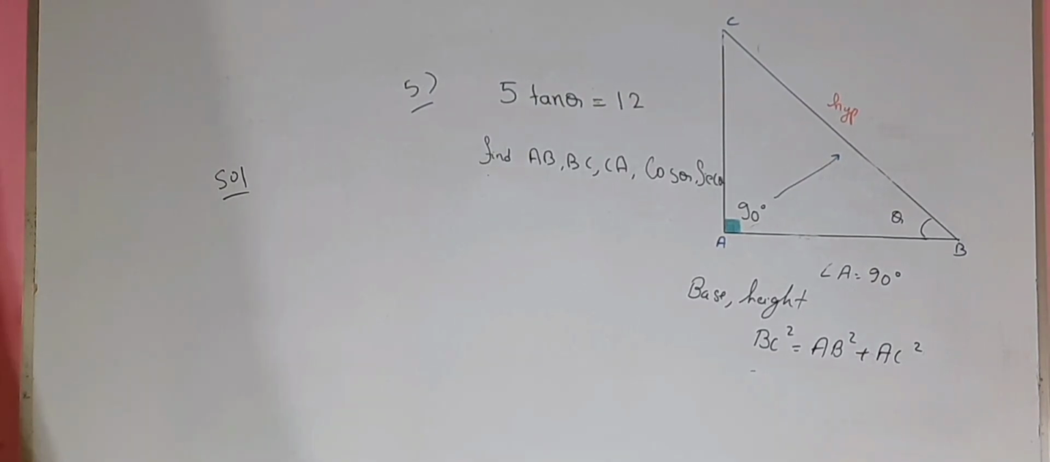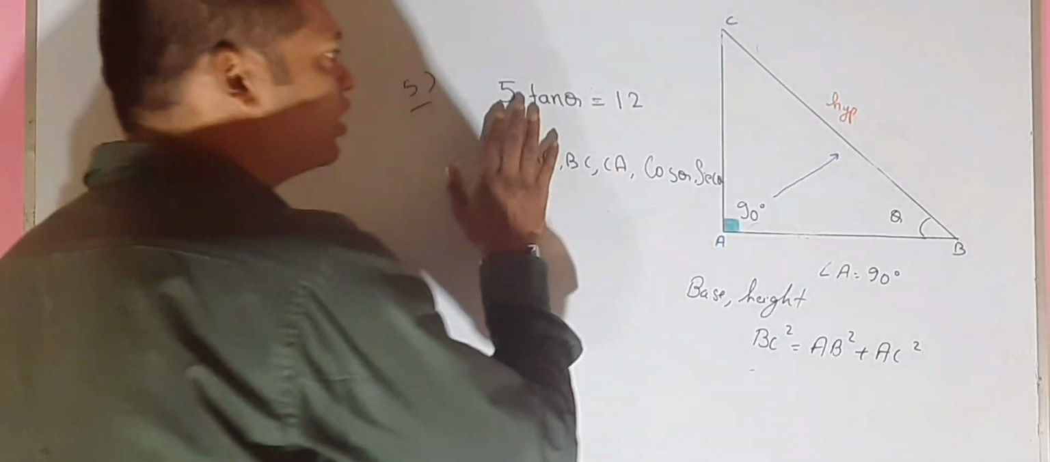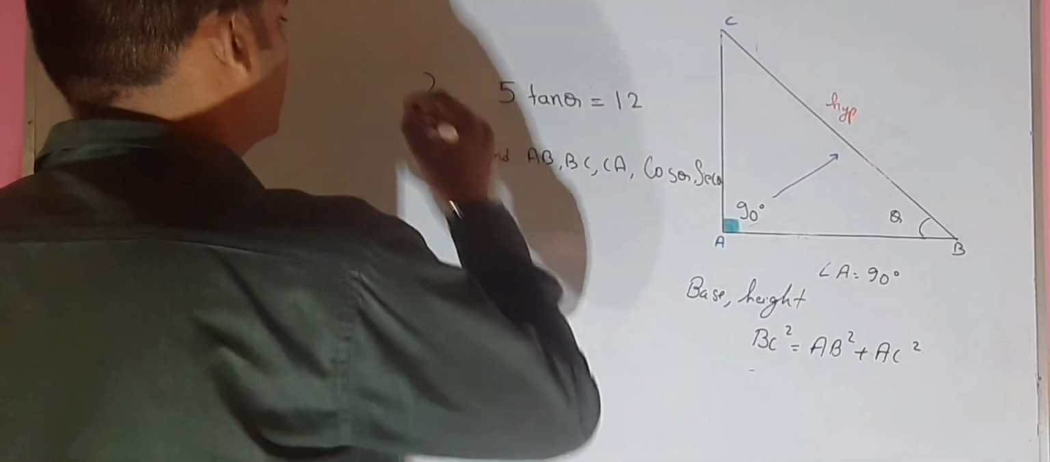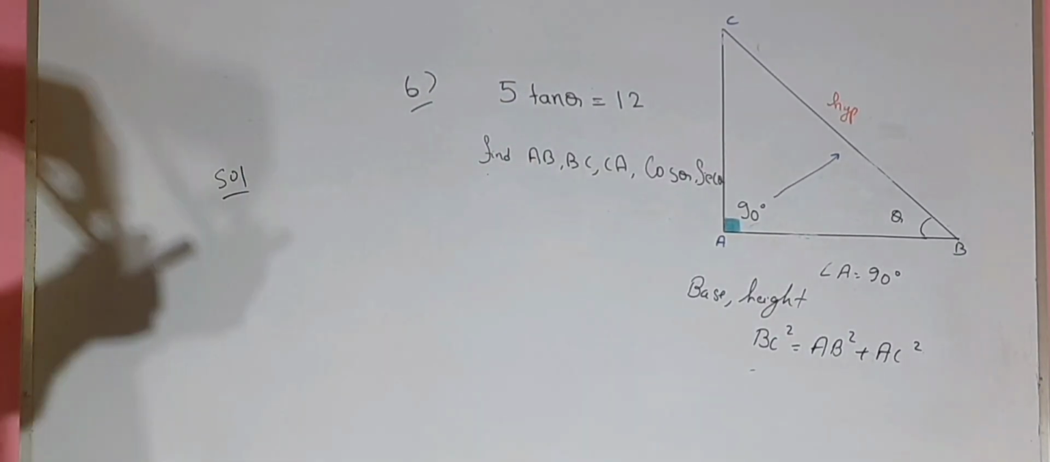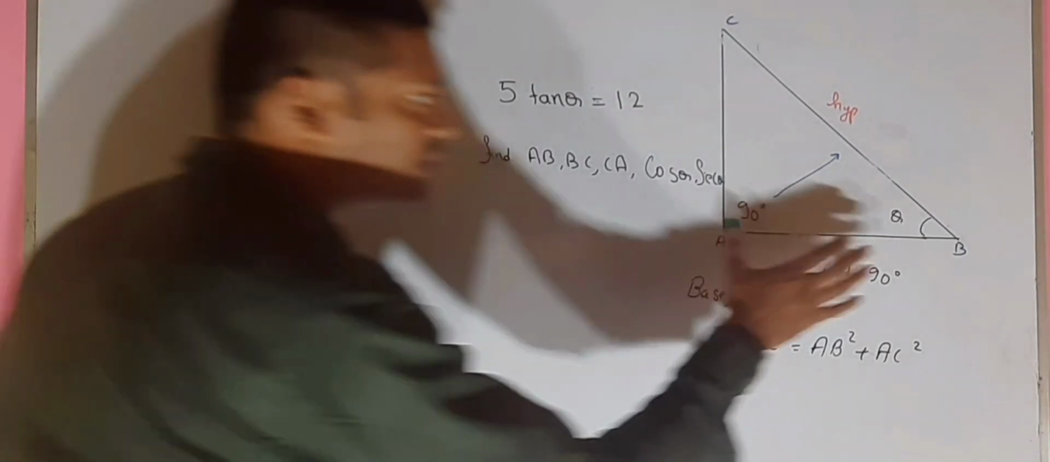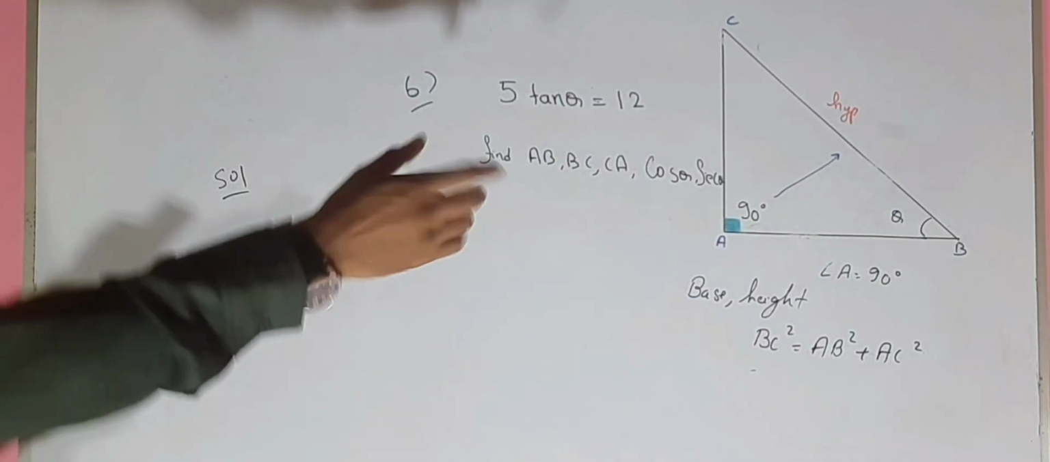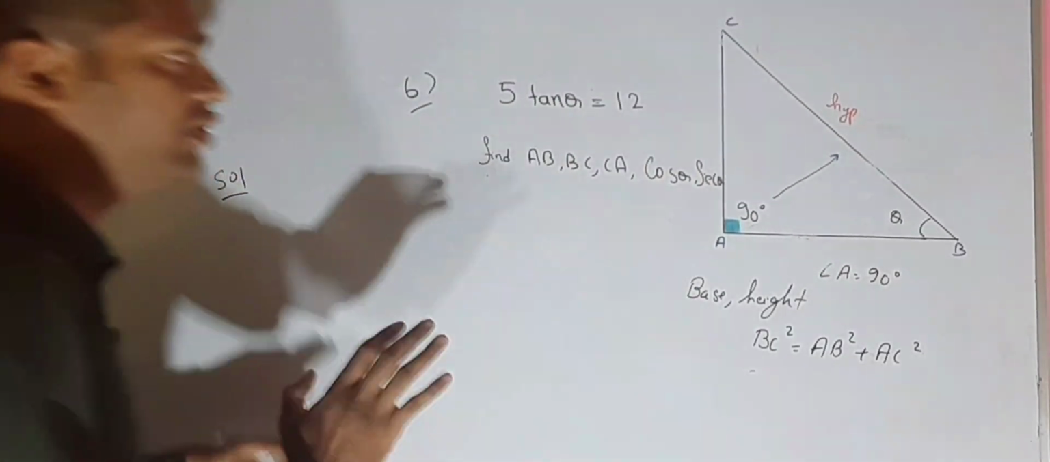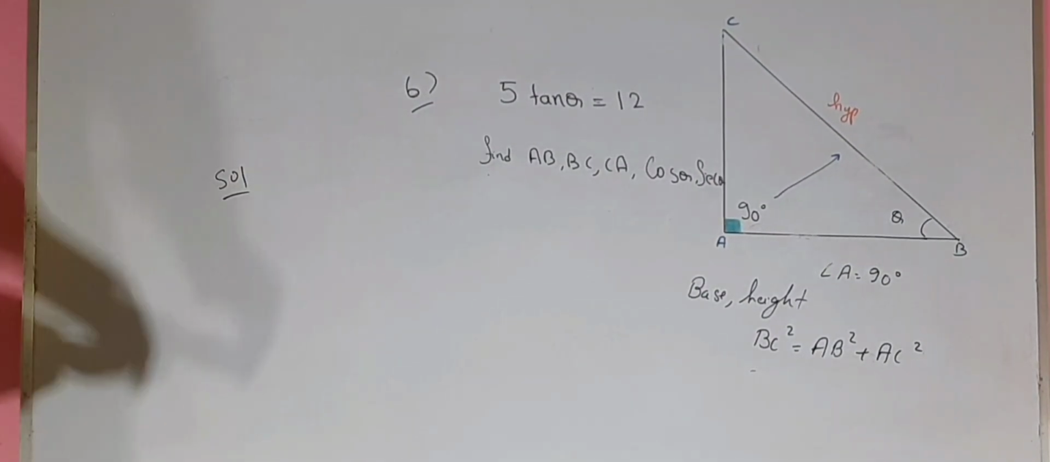Okay, so this is your next question, question number 6. 5 tan theta is equal to 12. Again the same thing: we have to find out these three values first and foremost, and after that we are going to get everything. So our ultimate aim is to find these values, and for that we have to do the sum. They gave you 5 tan theta is equal to 12.